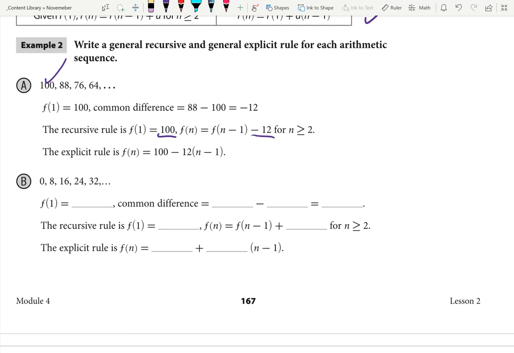So let's do that in the explicit rule as well. The explicit rule is given to them, and they've filled in just two values as well: the first term and the common difference. That's all they had to do, fill in those numbers.